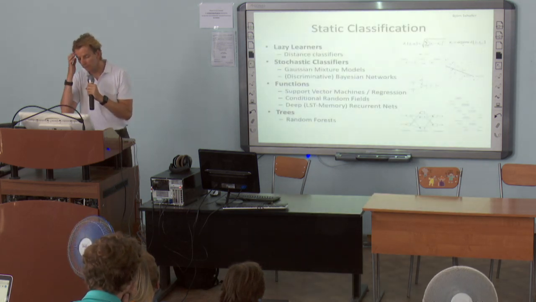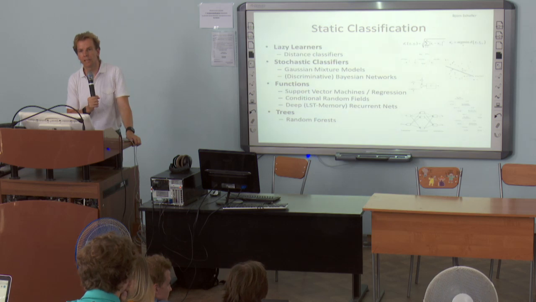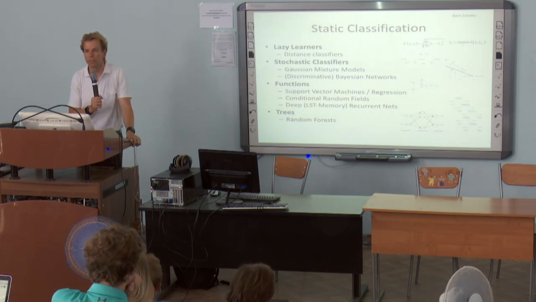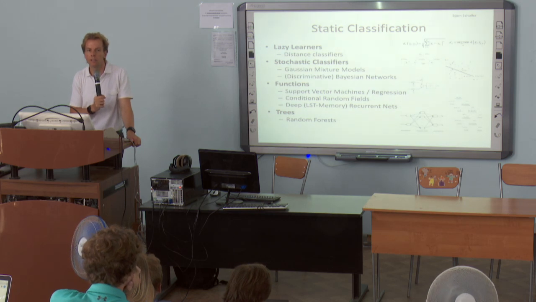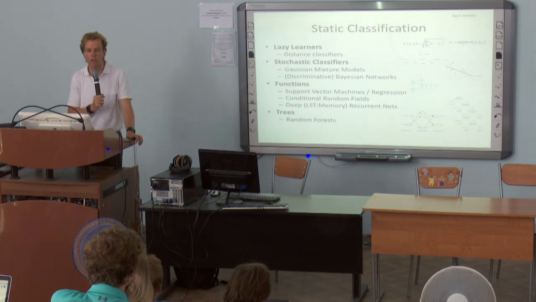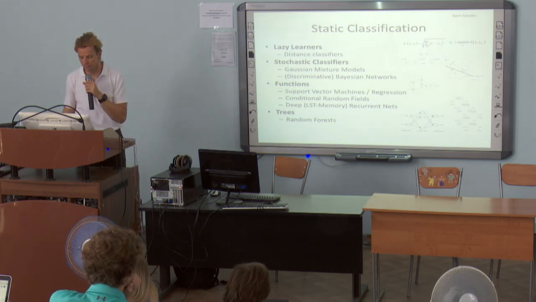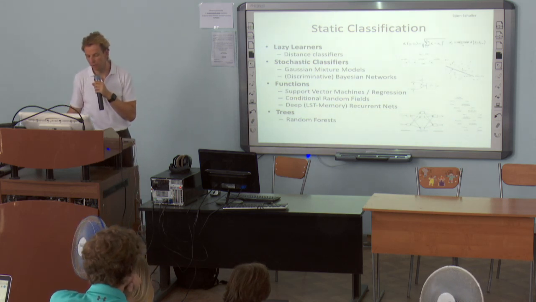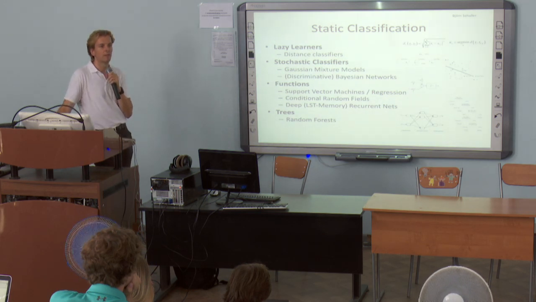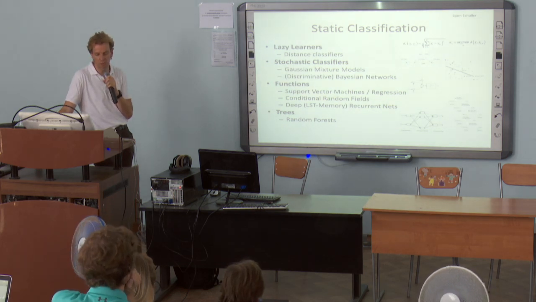So here I just divide them basically into static and dynamic, and in static you have so-called lazy learners. Lazy learners are things that do not train a model, but they just save all the examples and at runtime make a comparison with each example. That could be, for example, Euclidean distance based nearest neighbor. You're storing all your examples and you do a comparison with each example rather than training a model. Stochastic classifiers like Gaussian mixture models, Bayesian networks and the likes build a model based on statistics, and then we have function learners such as support vector machines that are often based on distance but train a model.